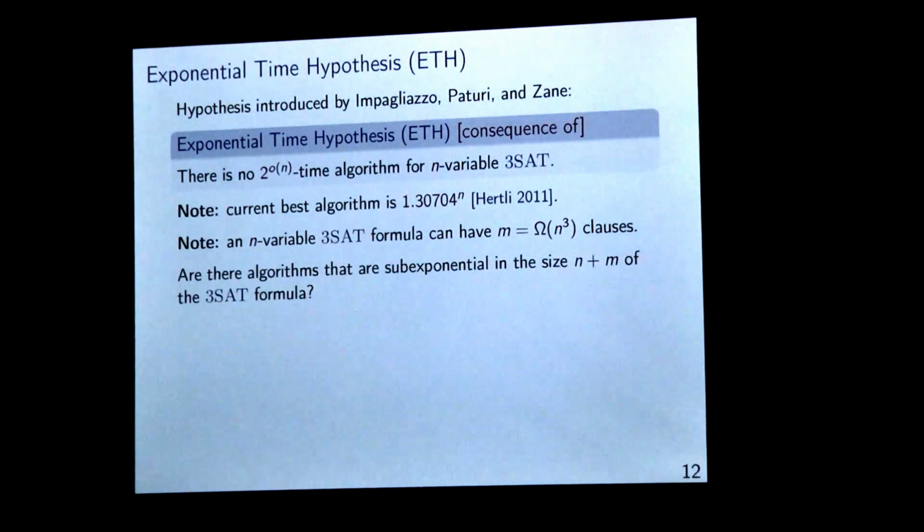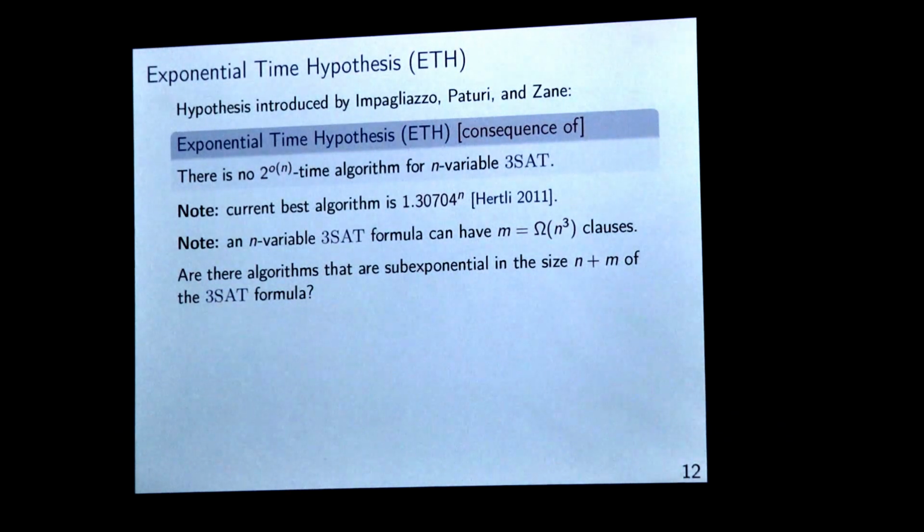So let's ask ourselves the following question. Are there algorithms that are sub-exponential in the size n plus m of the 3 SAT formula? Right? Yes, you said that 3 SAT cannot be solved in time 2 to the power little o of n, where n is the number of variables. Okay, I assume this as my hypothesis. Even then, can I get an algorithm with running time 2 to the power little o of n plus m, where n is the number of variables? Why?